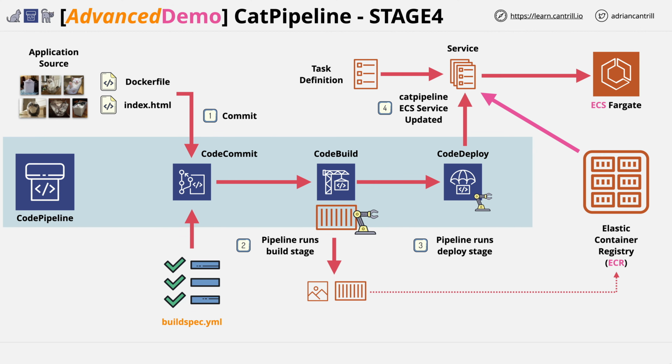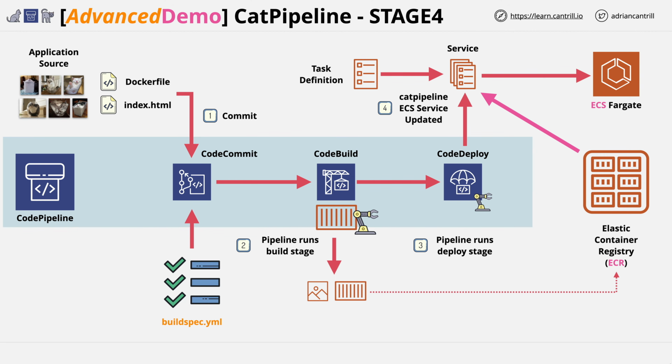And for anyone who's done any of my previous courses, this should look familiar. It's a previous application that we've done during the container part of the course. So this application is a simple web page with some cat images, and we're going to use it to create a container, and this container will be deployed to ECS.